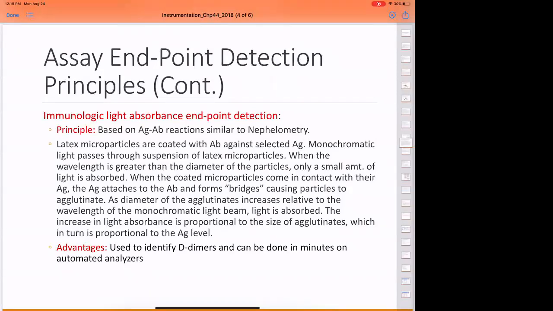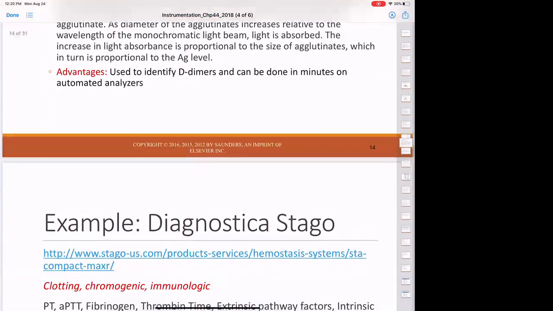When the coated microparticles come in contact with their antigen, the antigen attaches to the antibody and forms bridges, causing particles to agglutinate. As the diameter of the agglutinates increases relative to the wavelength of the monochromatic light beam, light gets absorbed. The increase in light absorbance is proportional to the size of the agglutinates, which in turn is proportional to the antigen level in the sample. This method of detection is used to identify D-dimers and can be done in minutes on automated analyzers.